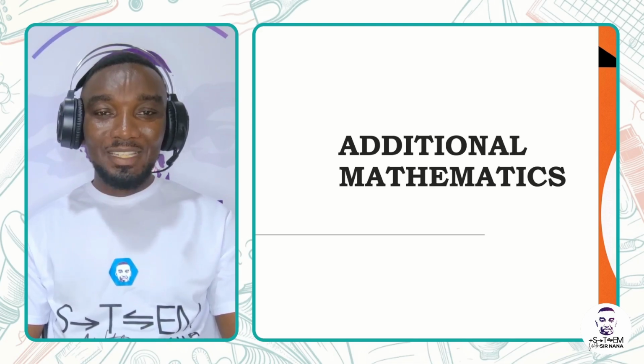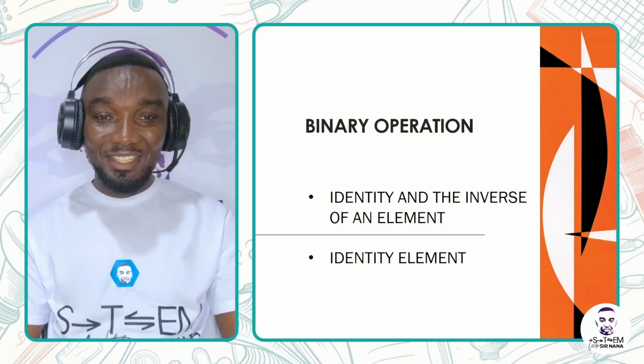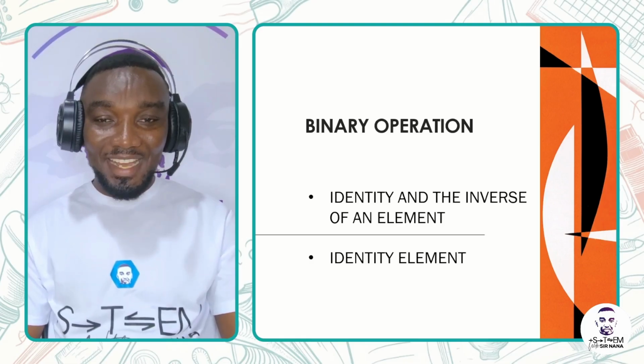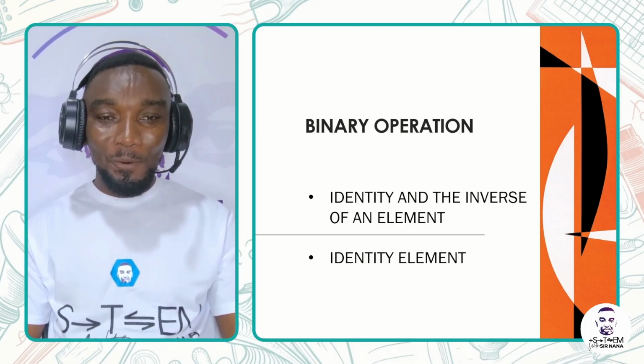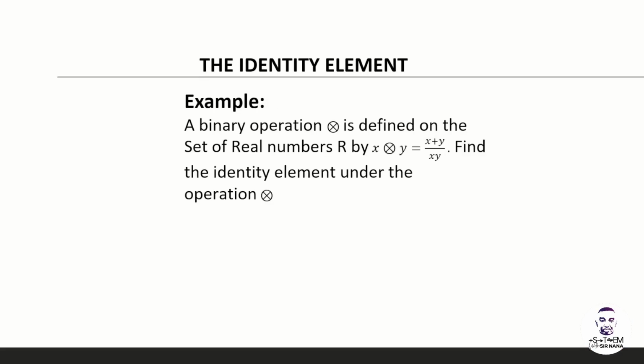In our previous lesson, we looked at an example on how we can find the identity element of a binary operation. In this lesson, we are going to continue on that journey while we consider another example on binary operation. Remember that it's important that we practice at all times so that we'll be abreast with how we can solve these questions on binary operation.